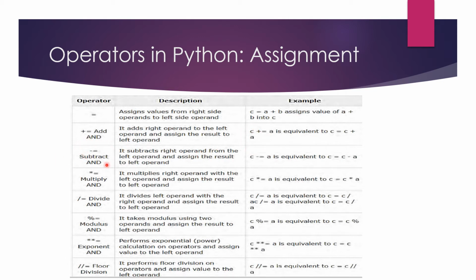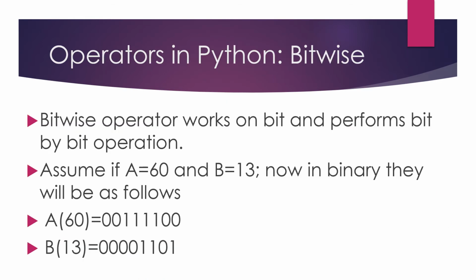Next is minus equal to, subtract and. It subtracts the right hand operand from the left hand operand and assigns the result to the left operand. It is the same. This is the multiplication one, this is the divide one, this is modulus, the remainder one, this is exponent, this is floor division. Let's move forward.